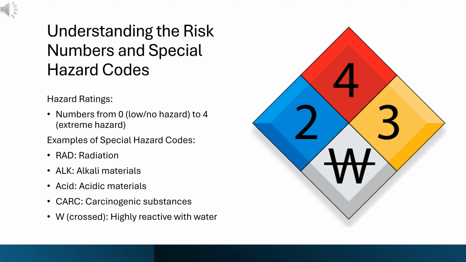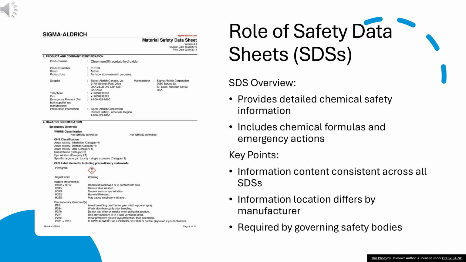Regardless of the hazardous properties, or lack thereof, every material safety diamond will feature all 4 segments. Each diamond segment has a hazard rating from 0 to 4, with 0 indicating minimal hazard and 4 indicating extreme. The white segment highlights specific hazards with codes like RAD for radiation or CARC for carcinogens. These symbols offer quick and precise hazard recognition.